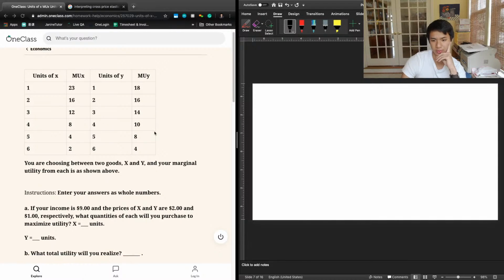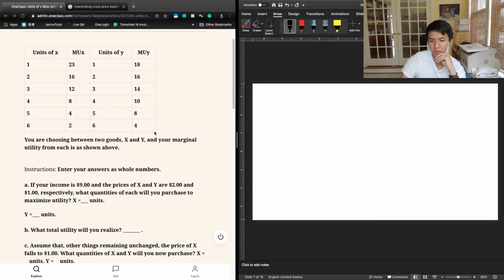Okay, let's move on to the next question. The next question says, you're choosing between the two goods, X and Y. Your marginal utility from each one is shown above. Enter your answers as whole numbers. A says if your income is $9 and the prices of X and Y are $2 and $1 respectively, what quantities of each will you purchase to maximize utility? X equals blank units, Y equals blank units.